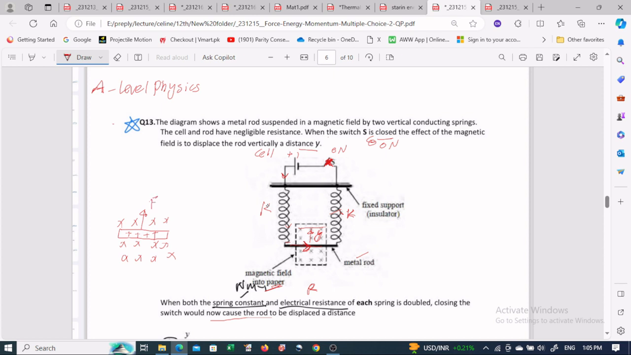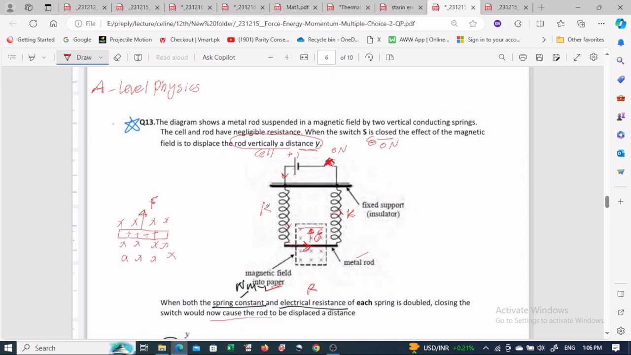So why does it move vertically upward? Because when we apply the right hand rule, the direction of the magnetic force will be upward. But it is not about the right hand rule, because the question tells us that the rod moves vertically upward, so there is no confusion in that. So the rod covers a distance of y.